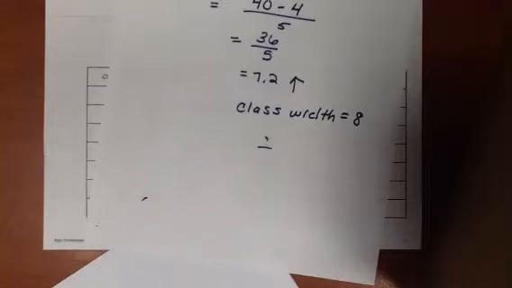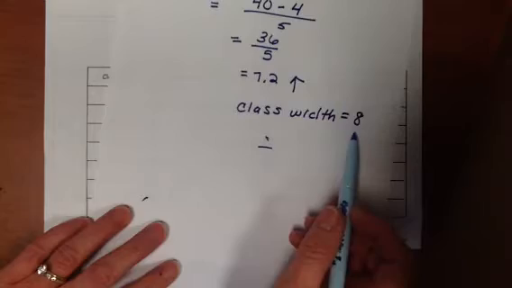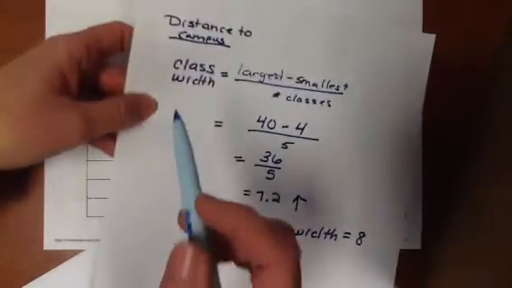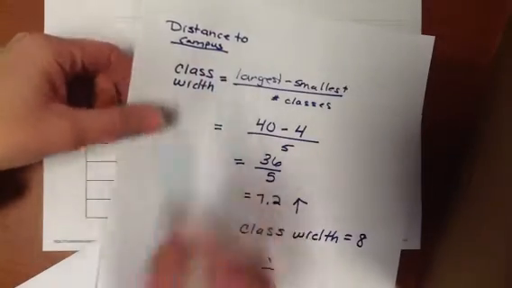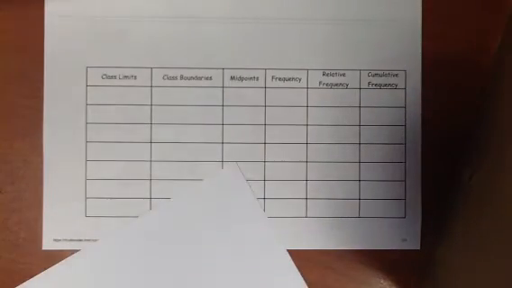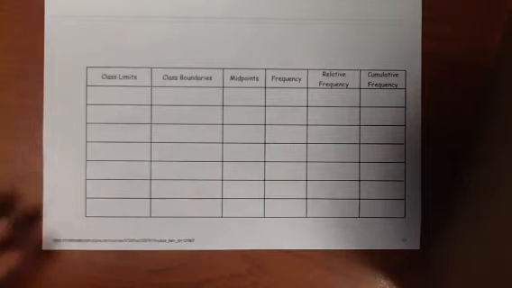As we said in the first video, we calculated our class width to be 8. Again, the example we're using, remember, is how far do Rhodes State students live from campus? We collected our data from our class and put it into our calculator. So now we want to calculate or display a frequency table.